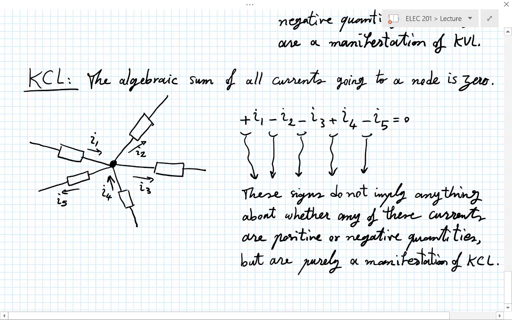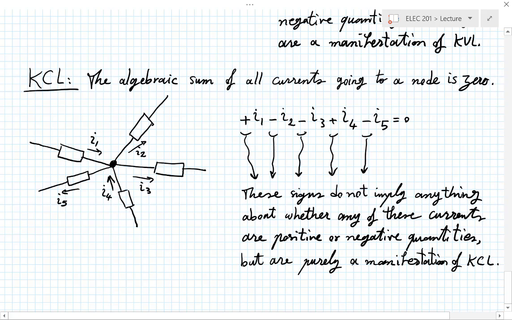Now, if you don't like my convention and you prefer to include a quantity with a positive sign if the arrow is pointing away from the node, be my guest. As long as you stay consistent, you will get the same equation, just both sides multiplied by -1. Very much like what we did in the previous example.